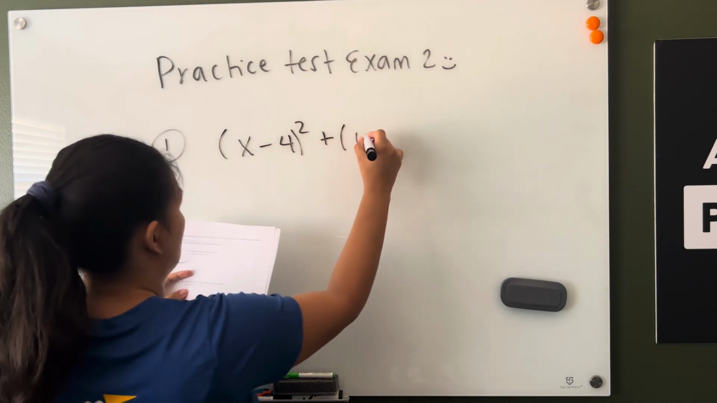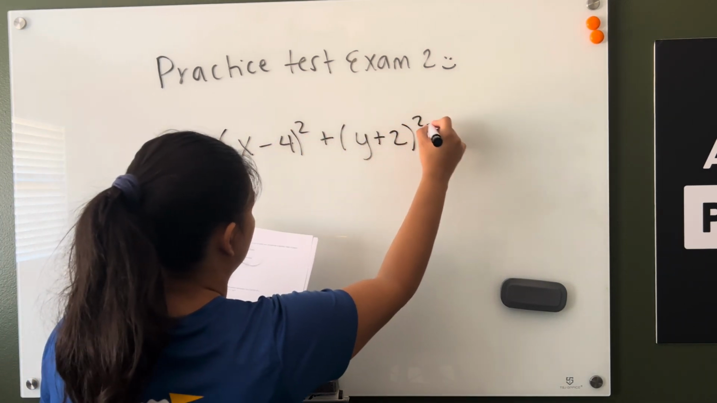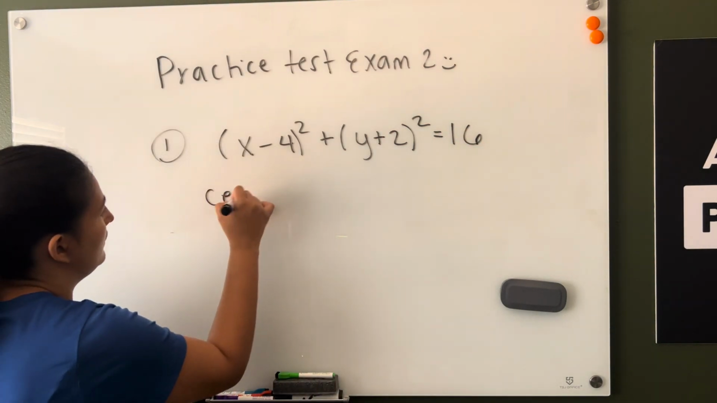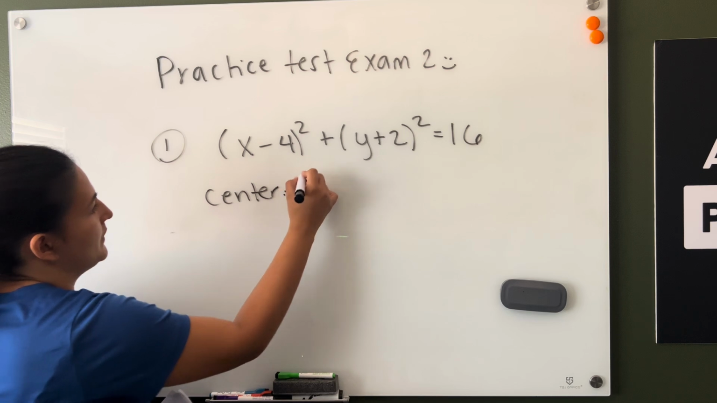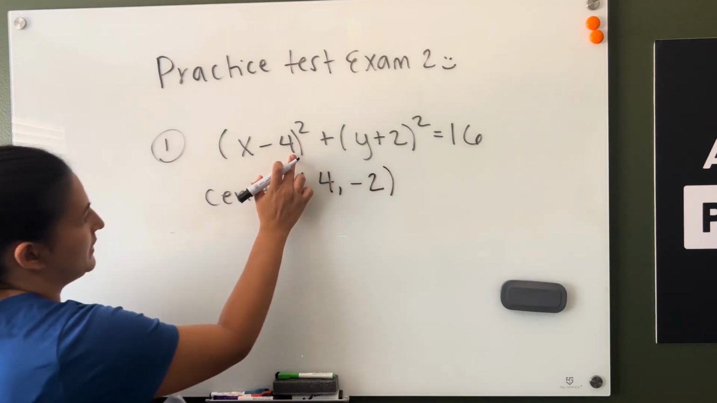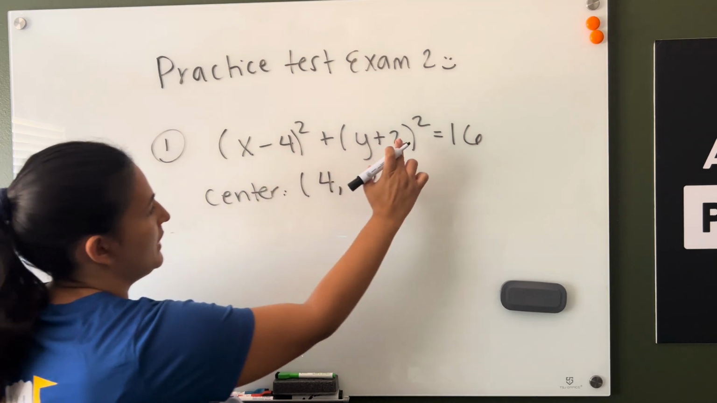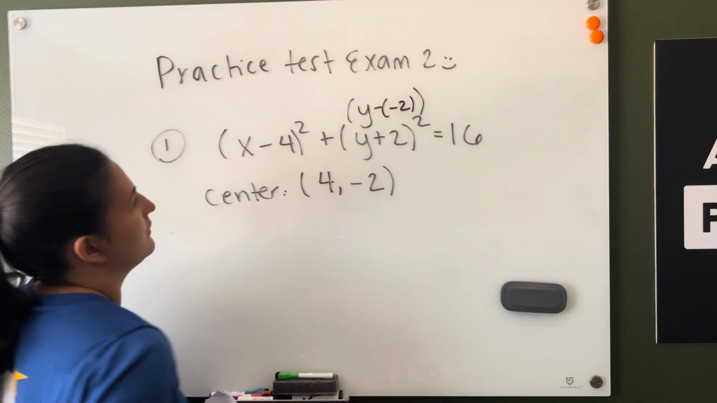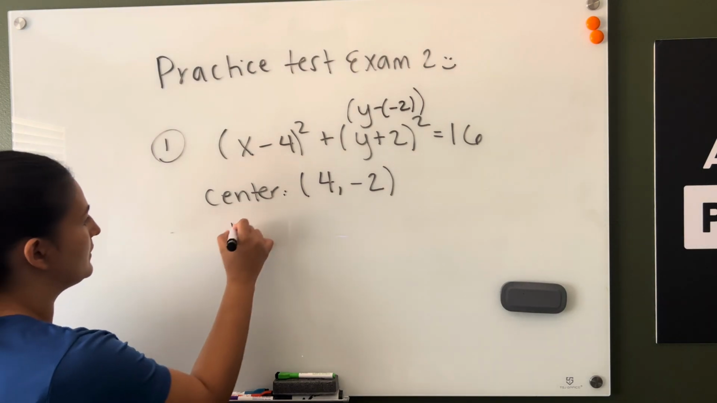So we have to get the center from the equation. Alright, so we know it's h comma k, so that would be 4 comma negative 2, right? It's the number that's being subtracted. So here would be 4, and this would be negative 2 subtracted, right? Okay, so that's the center, and then the radius is 4.